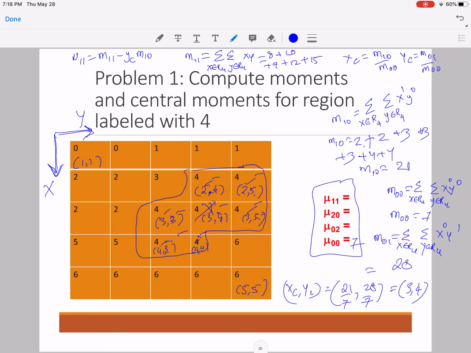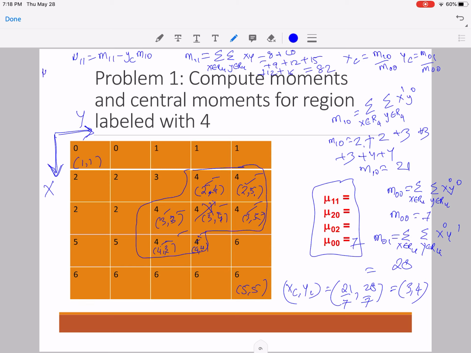Then here I have plus 12 again, and I have plus 16 here. So 8 plus 10 gives me 18, plus 9 gives me 27, plus 12 gives me 39, plus 15 gives me 54, plus 12 gives me 66, plus 16 gives me 82. So m11 has evaluated to 82.